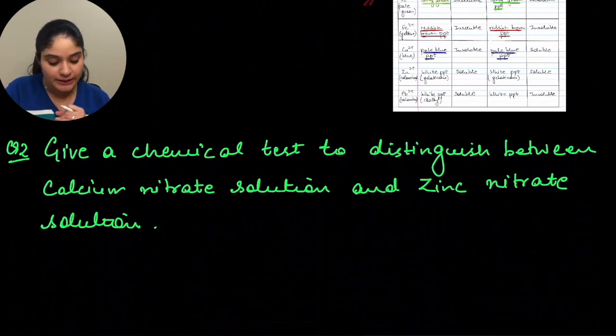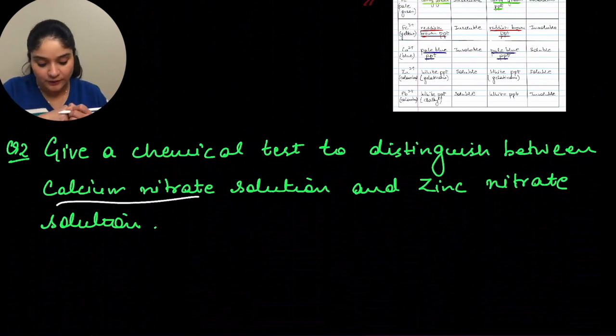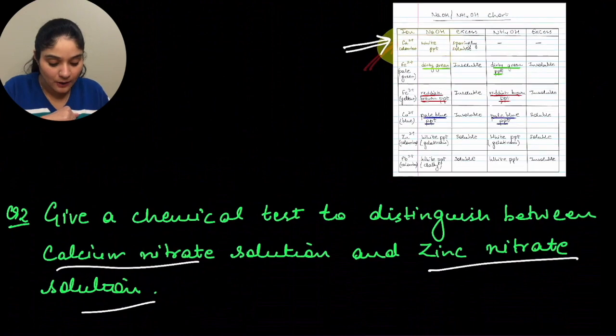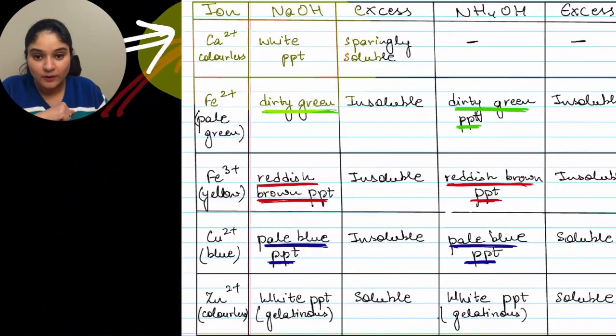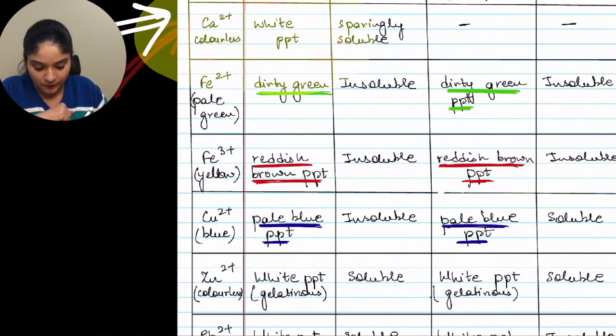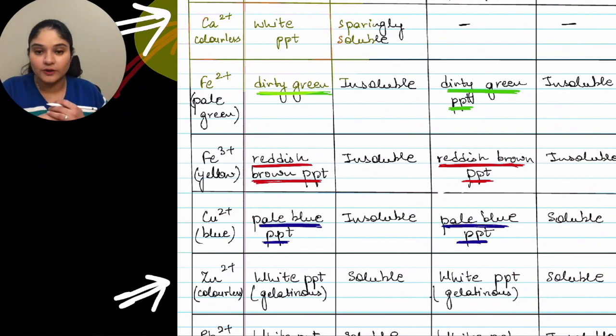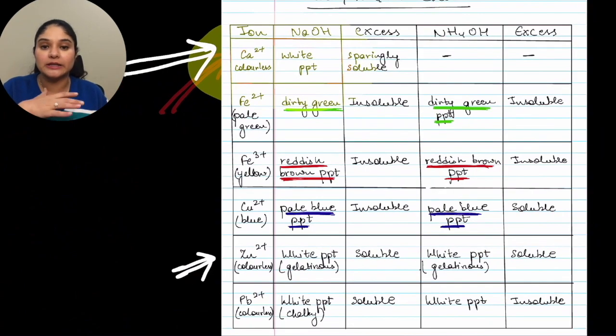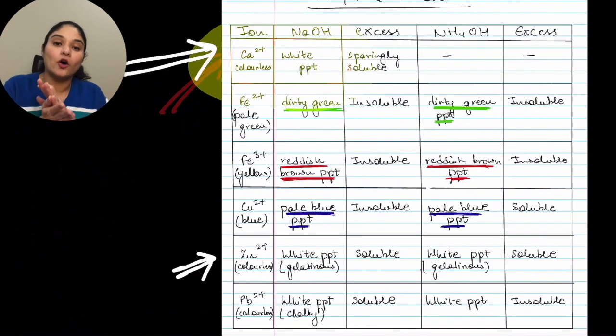Give a chemical test to distinguish between calcium nitrate solution and zinc nitrate solution. So we'll come back on the chart. So we are talking about calcium nitrate and zinc nitrate. So you pick up this one and the first one. You can take up anything. Either you take up sodium hydroxide or you take up ammonium hydroxide, whatever you're comfortable with.